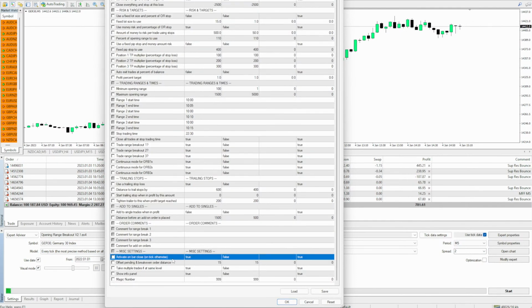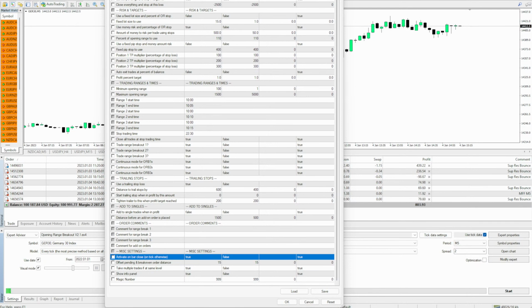Activate on bar close or on tick. Otherwise, basically that's set to true. So I'd always recommend you only take trades on bar close and you only move your stop losses on bar close. The caveat on this is it's actually covered in the manual. I will read it from the manual because it is quite an important part.